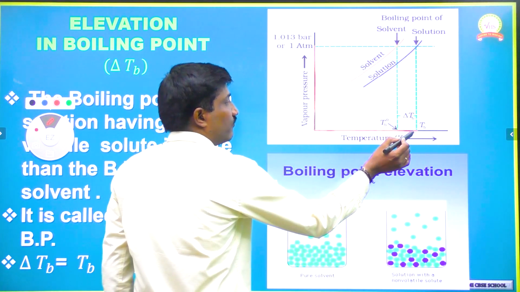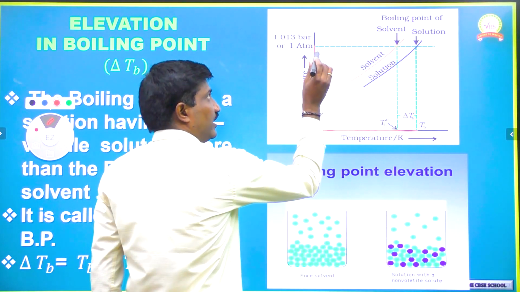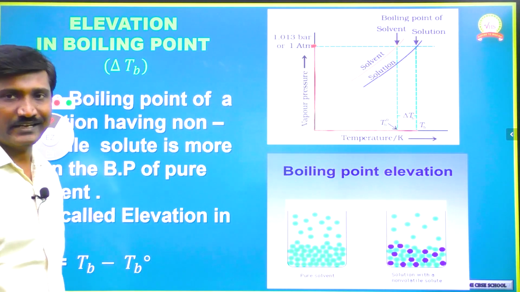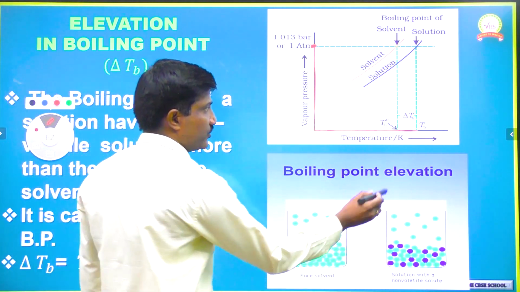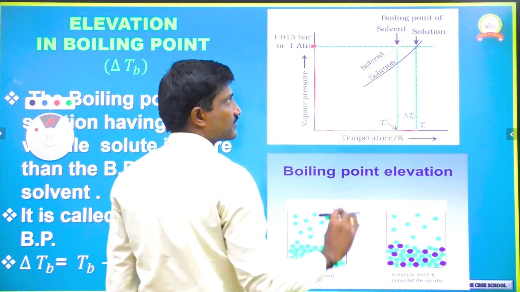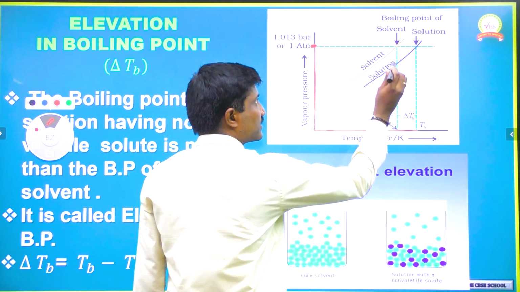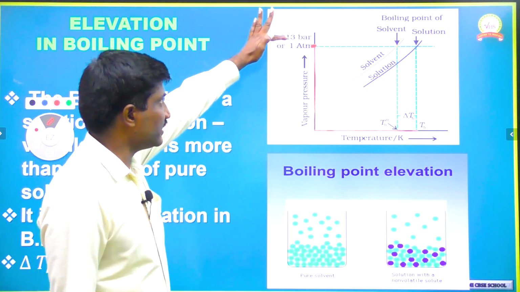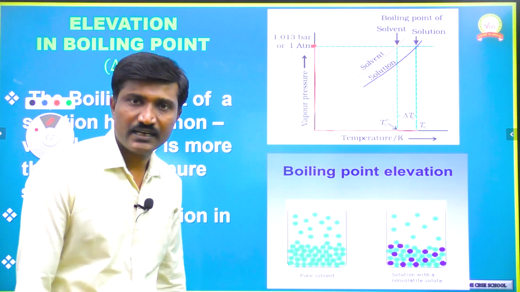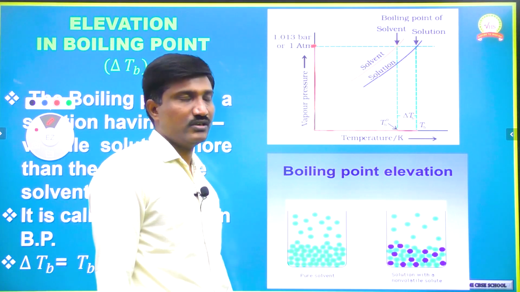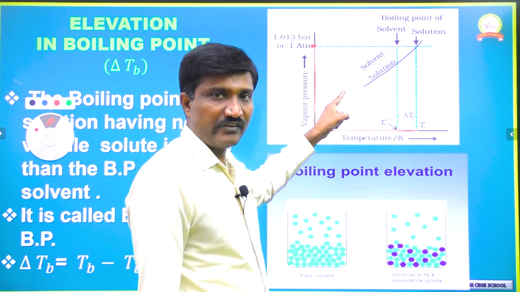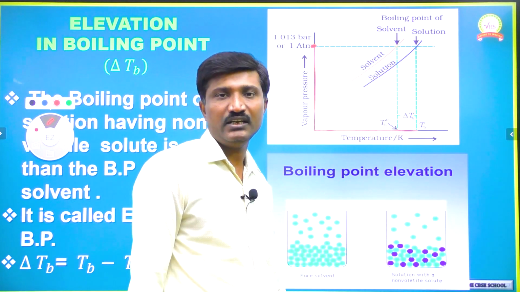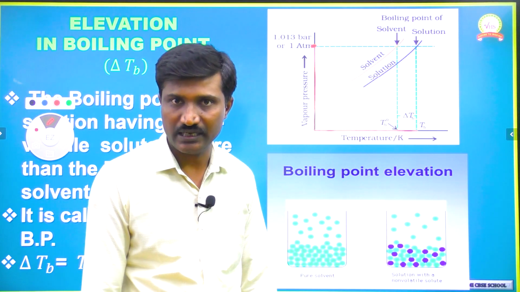Now, at some temperature, the vapor pressure of that liquid is equal to atmospheric pressure. At whatever temperature the vapor pressure of the liquid is equal to the atmospheric pressure, that respective temperature we call the boiling point of that liquid.